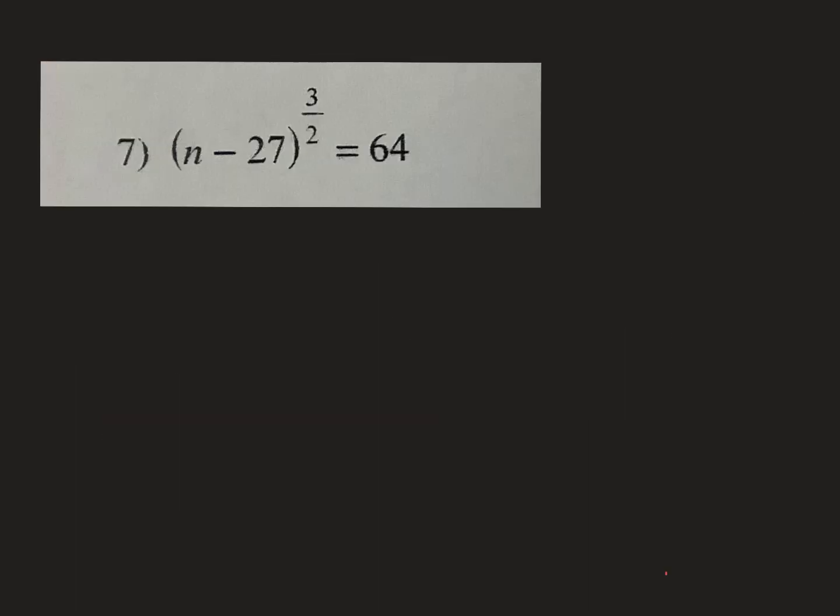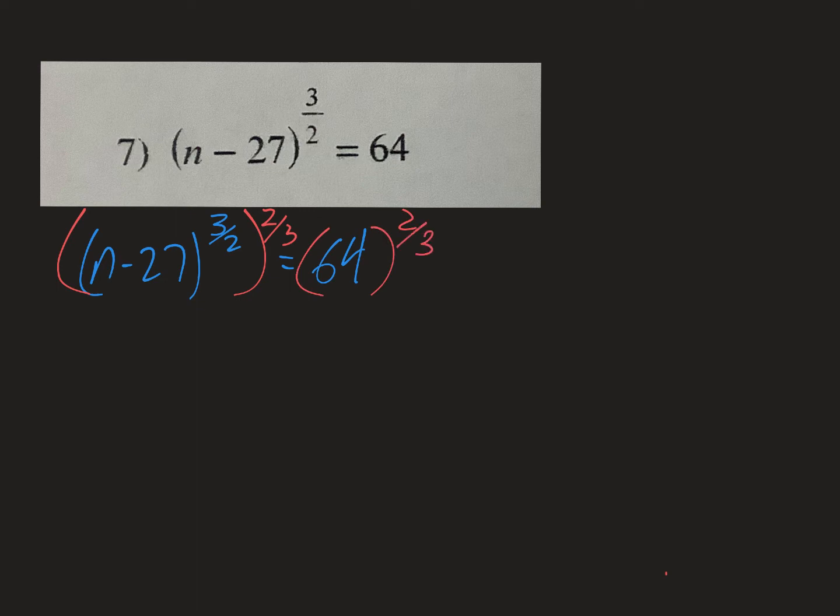Okay, looking at number 7 now. Same kind of approach, guys. Let's cancel that exponent out first. Now, you'll notice there's more inside this parentheses than before, but we can still use the same approach. So 3 over 2, we're going to put it to 2 over 3 to cancel out. Cancel these exponents out. So I've got n minus 27 is equal, and again, I can punch this in the calculator. When I punch this in the calculator, I should get that it equals 16.